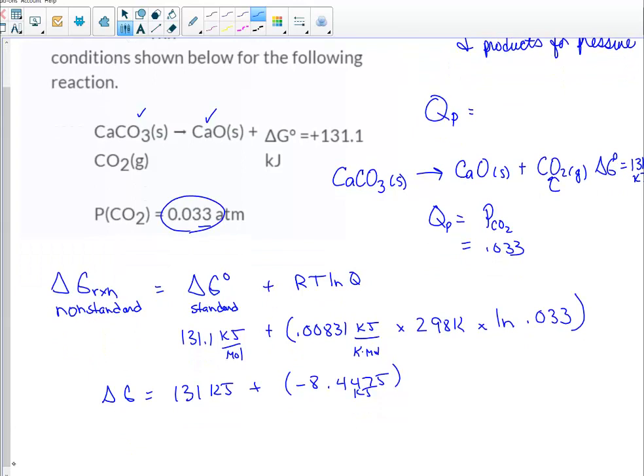So while that's on my screen, I'll go plus 131. And delta G in the non-standard condition came out to be 122.6 kilojoules of energy. Still non-spontaneous in the forward direction.